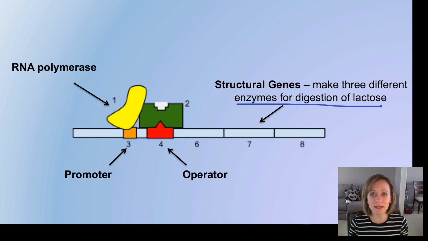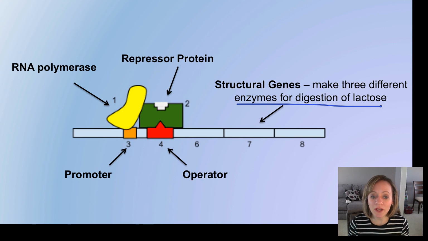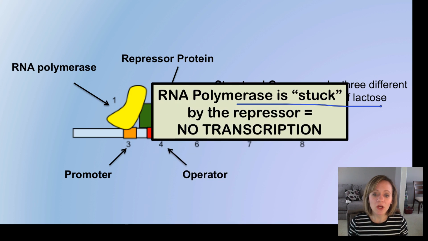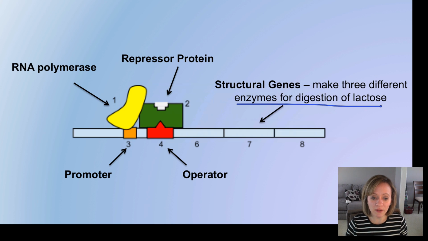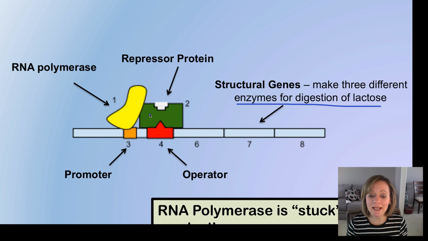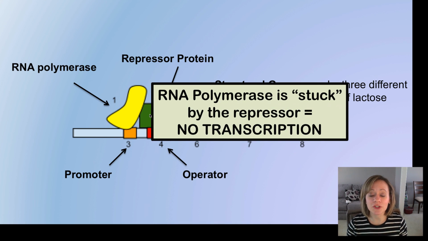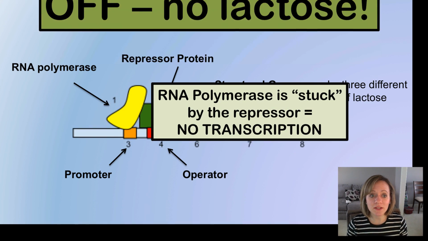In this case, the yellow is the RNA polymerase, and the green, that's a repressor protein. So remember, this is an inducible operon, so normally it's off. What you see now is the off position, but it can be induced to be turned on. So what we see here, okay, look at RNA polymerase. It's not moving, is it? It's blocked. The repressor protein is blocking it. Therefore, there is no transcription. So this is off.